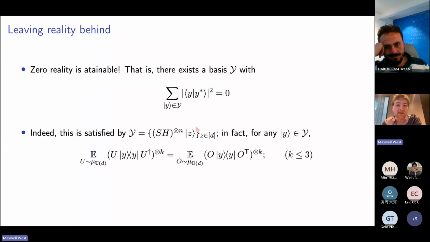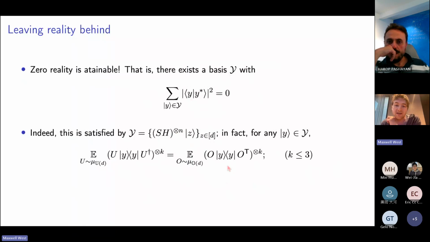And if you do that, you not only get a basis that satisfies this zero reality condition, you actually find that if you do the integrals for any of these y's over the orthogonal group, or over the unitary group, you get the same thing when k is less than or equal to 3. So I wouldn't claim to massively understand this intuitively, except insofar as the next slide sort of helps a little bit.